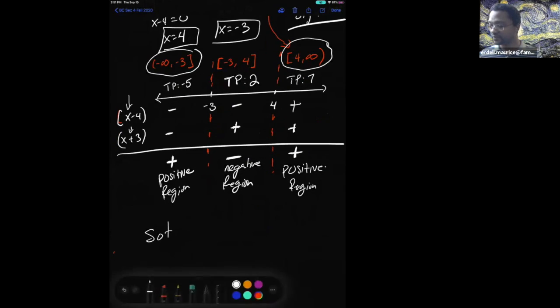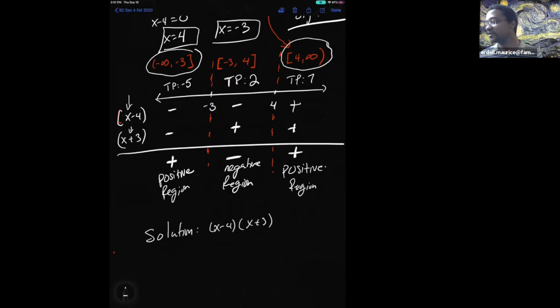Therefore, that is my answer, the solution to the problem. When is x minus 4 times x plus 3 greater than or equal to 0? It is negative infinity to negative 3, and the U to represent union, and 4 to infinity. Questions there?